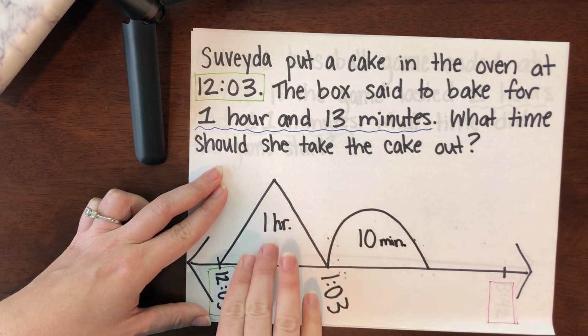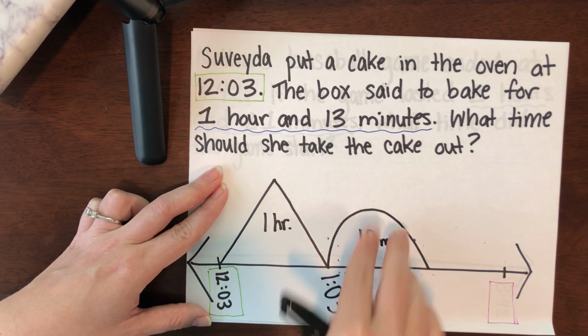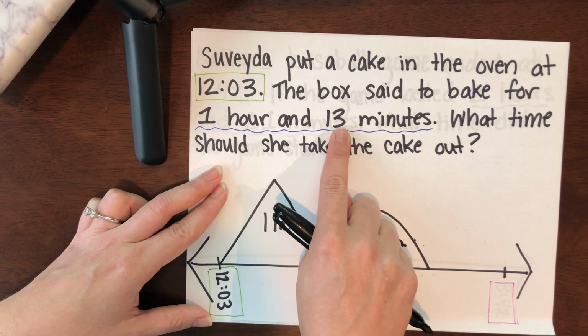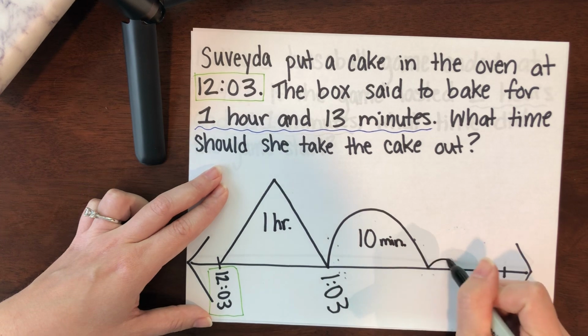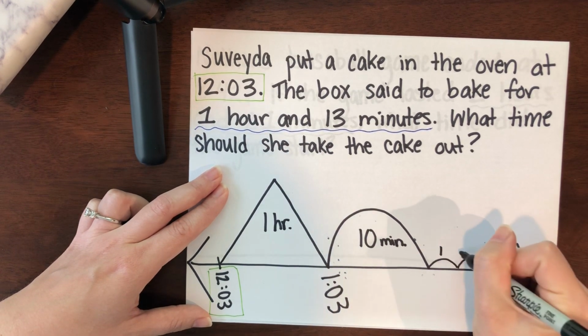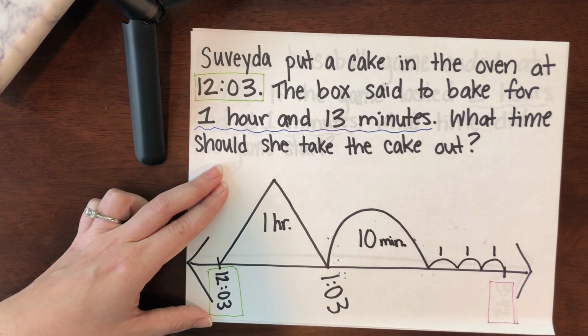So far the cake has been baking for 1 hour and 10 minutes. So how much time is left? 3 minutes. So I'm going to draw 3 rocks. 1, 2, 3. Each of those is 1 minute.